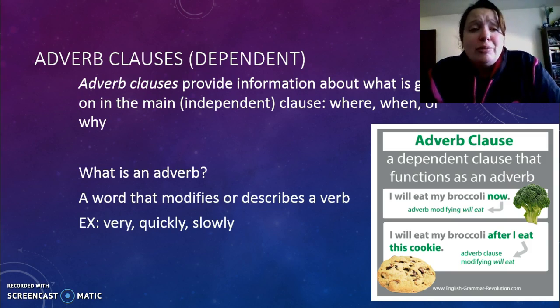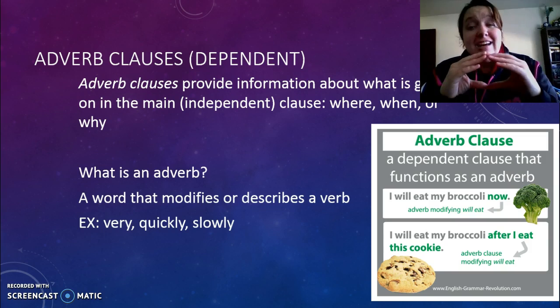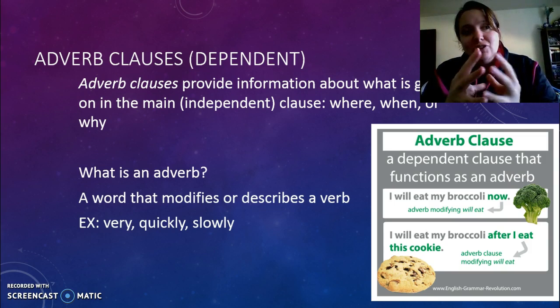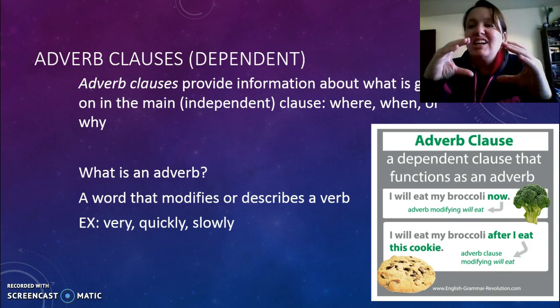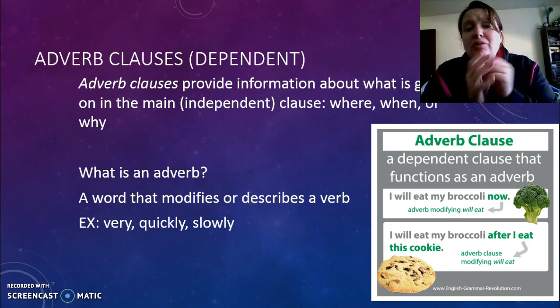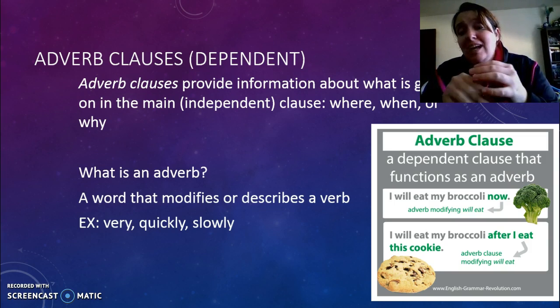Alright, so we also have adverbial clauses. When I say an adverbial, adjective, or noun clause, I'm just telling you that it's a clause that functions as an adverb, an adjective, or a noun. Instead of being a single word, like an adverb, very quickly or slowly, it functions as a descriptive unit. Kind of like a predicate is not just a verb, it's all the stuff that goes with it. An adverb clause provides information about what's going on in the main or independent clause: where, when, or why. An adverb, again, is a word that modifies or describes a verb. So sometimes an adverbial clause is a whole thing.